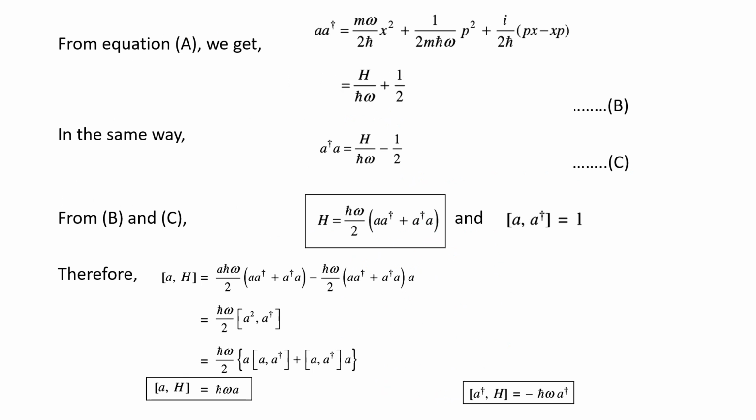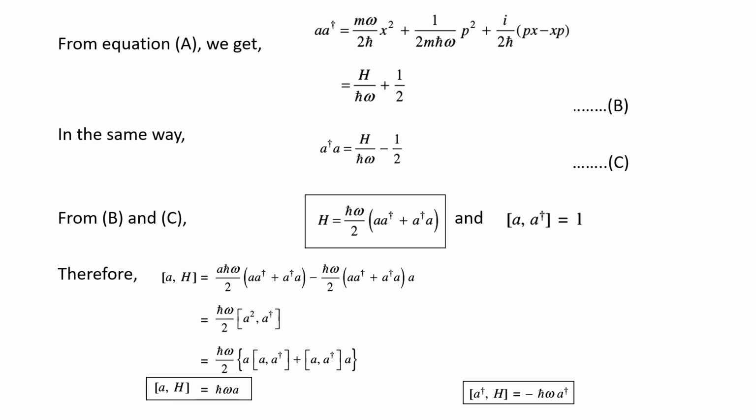Now from equation A, in which we have defined the values of a and a†, we will find the product a a†, which is given by H/ħω + 1/2. Here H is the Hamiltonian, and in the same way we can find the product a† a = H/ħω - 1/2.